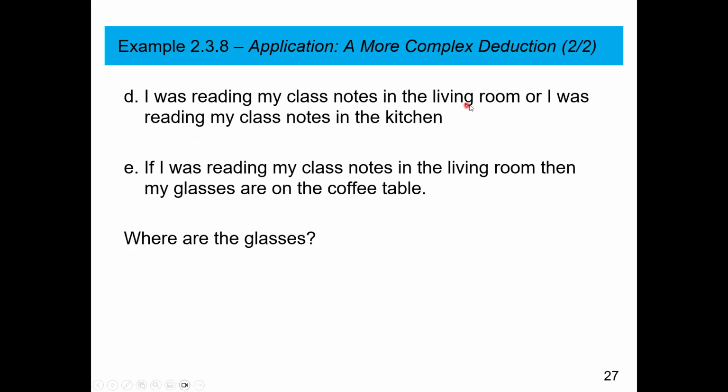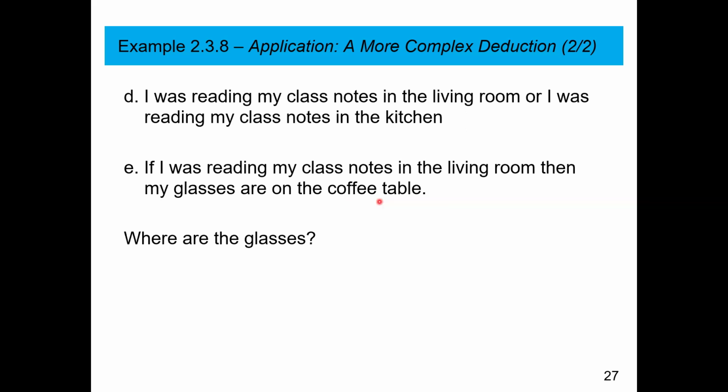If I was reading my class notes in the living room or I was reading them in the kitchen, well, one of these has to be true. At least one of them, potentially both. But because we know my class notes are not in the kitchen, that means I was reading in the living room. Come to part E, if I was reading my class notes in the living room, then my glasses are on the coffee table. Where are my glasses? They're on the coffee table. So we can do this process by breaking this all the way out and working our way through it logically.